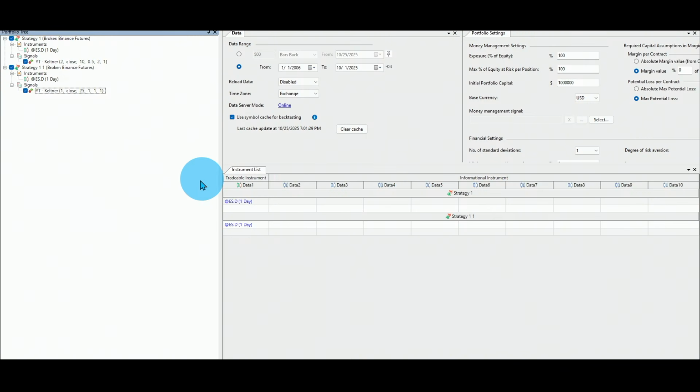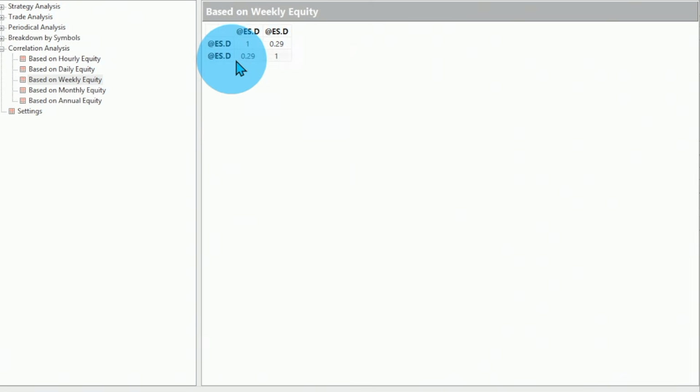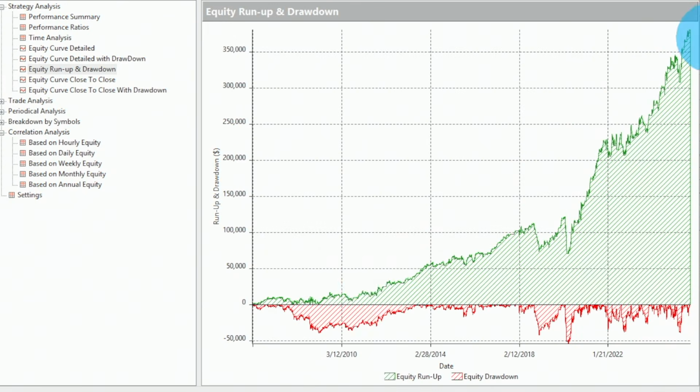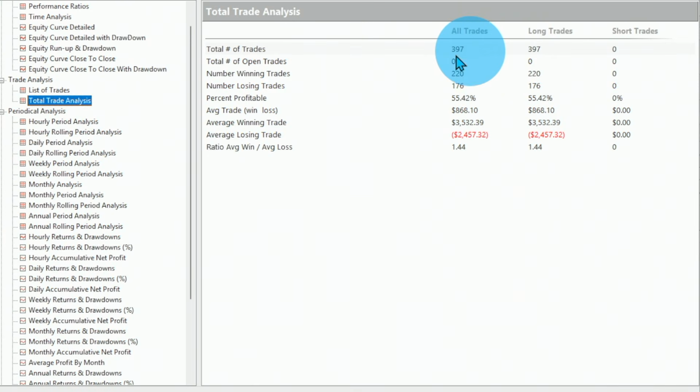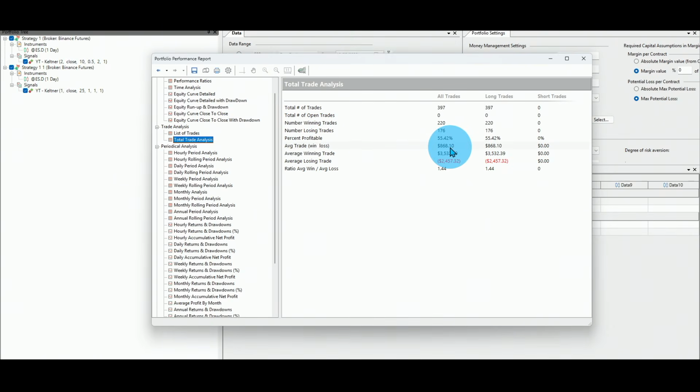And here is where it gets interesting. So I'm testing the same indicator on the S&P 500 daily time frame, but now I'm using a mean reversion and a breakout using the same indicator. And testing the strategy, look at this. They are 0.3 correlated. This is the equity curve of the two strategies combined. This is the annual period analysis. Total number of trades is about 400, with about $860 average per trade.